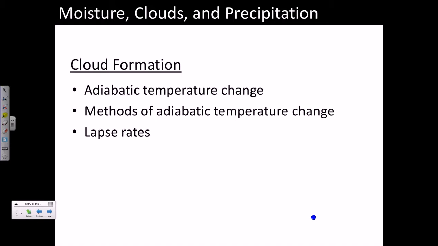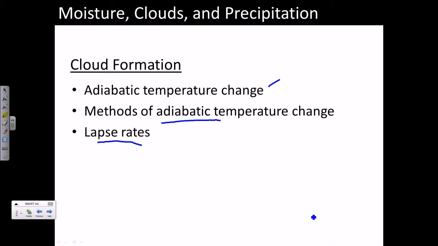Adiabatic temperature change is the first topic of interest here. Then we'll talk about methods in which we can get that adiabatic temperature change to occur. And then once we've talked about adiabatic temperature changes, we'll talk about the different ways in which the adiabatic temperature changes, which we call lapse rates, or rates of temperature decrease as pressure decreases.